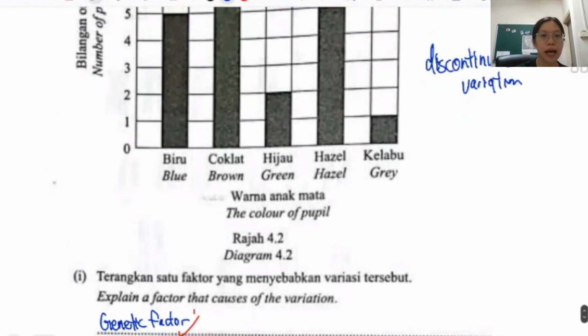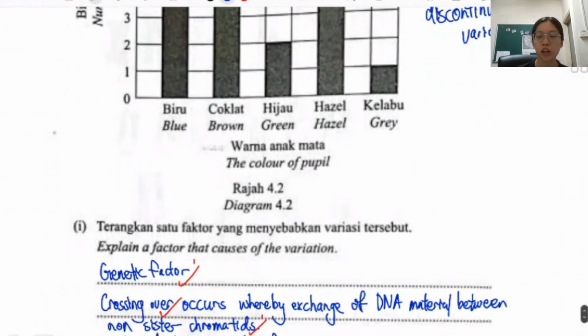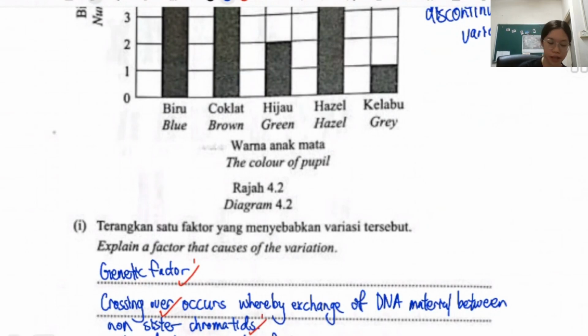So how are you going to explain it in detail? Well, there are four things we actually learned: crossing over, independent assortment, random fertilization, and mutation. But you can just straight out mention one of them and explain it in detail. So you can say crossing over occurs whereby exchange of DNA material between non-sister chromatids. You must emphasize it is between non-sister chromatids. And if this is an essay question, you can elaborate more.